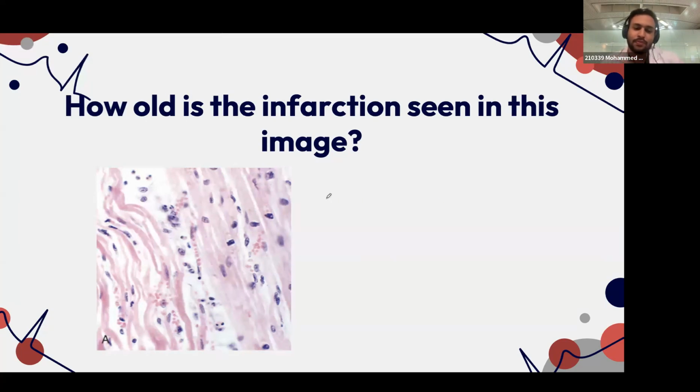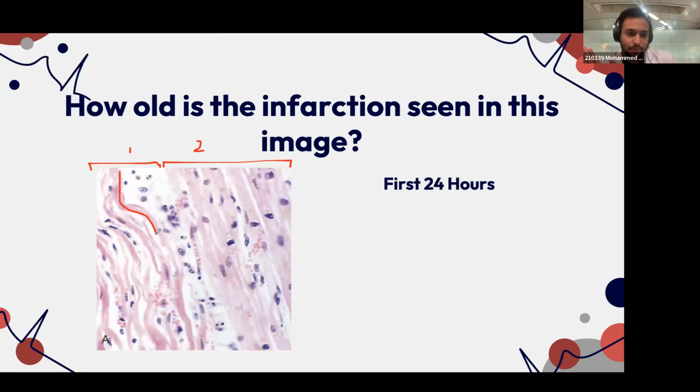Okay. So this one is specifically, it's not actually 3 to 4 days. This one is specifically less than 24 hours. So within the first day of an MI. So can someone tell me which one, is it 1 or 2 that's the affected myocardium? 1, and excellent. As someone already mentioned, waviness of the fibers. Once you see wavy fibers, this is a hallmark for the first 24 hours, okay?